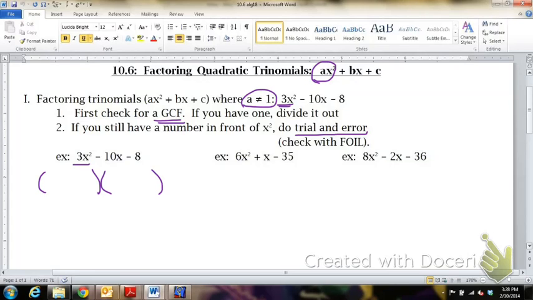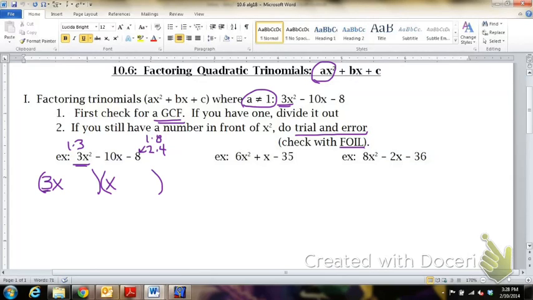Now, 3x squared. My options for 3 are just 1 and 3. I like to put the bigger number first. It does not really matter. So 3x times x will give me 3x squared. Now, here's the tricky part. The two numbers that I pick for 8 are not going to give me 10 because this 3 messes that up. So we're going to have to check by foiling, but not really the whole thing.